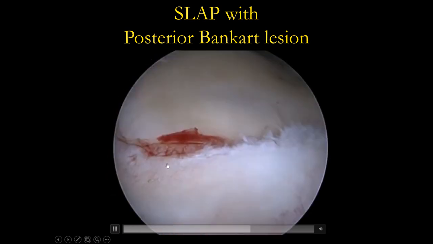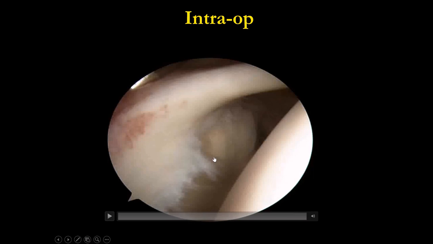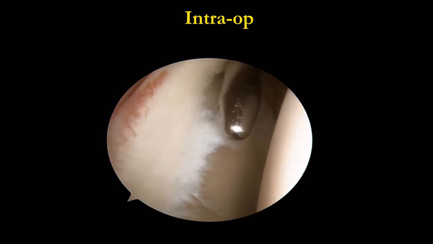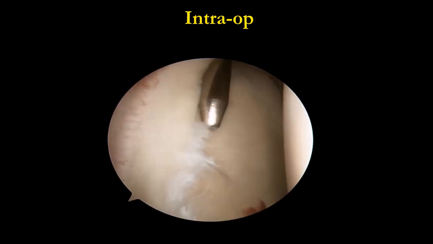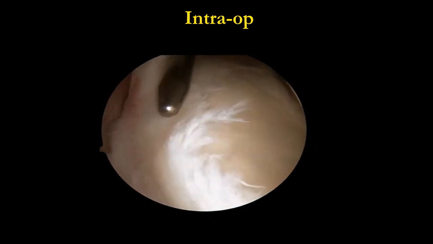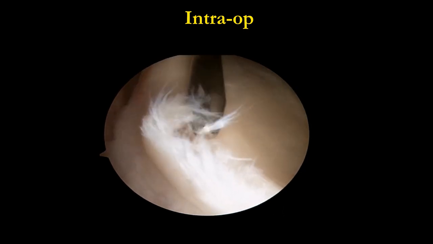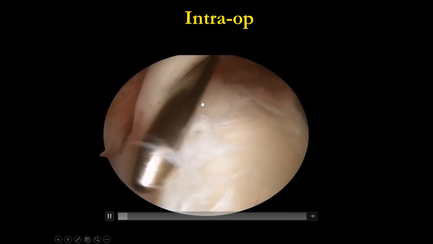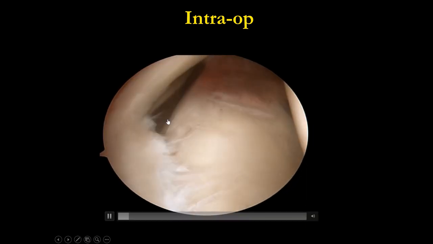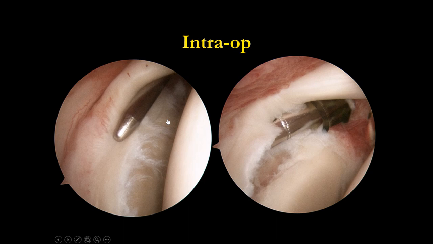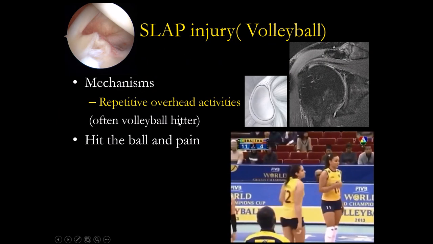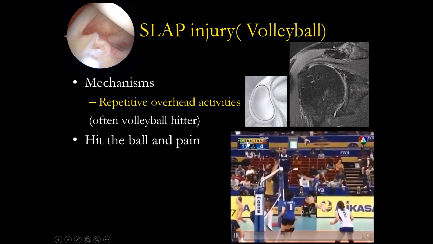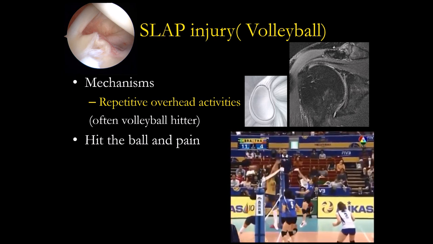Okay, and we need to fix it. This one is a professional volleyball player. Okay, she has SLAP lesion and she needs to stop playing because she has so much pain. She cannot play because whenever she tries to hit the ball, she has so much pain. You see that? It's torn like that. And this is the biceps, long head biceps. Okay. So we fix this SLAP lesion, and now she's going back to play. Yeah, she's the national volleyball player.